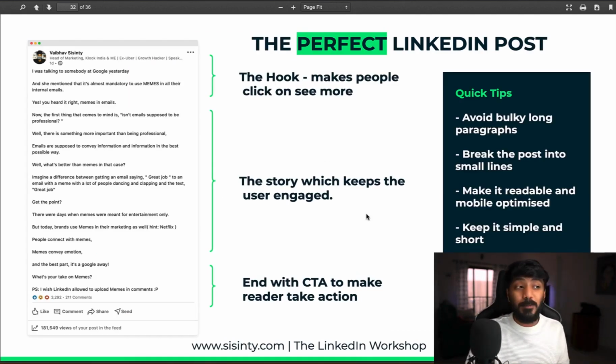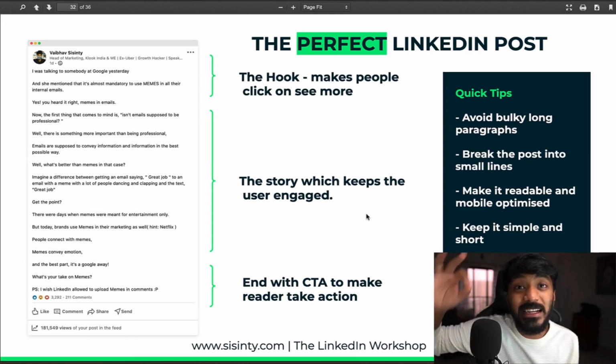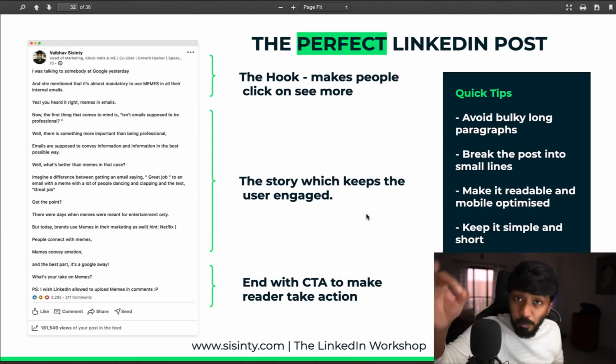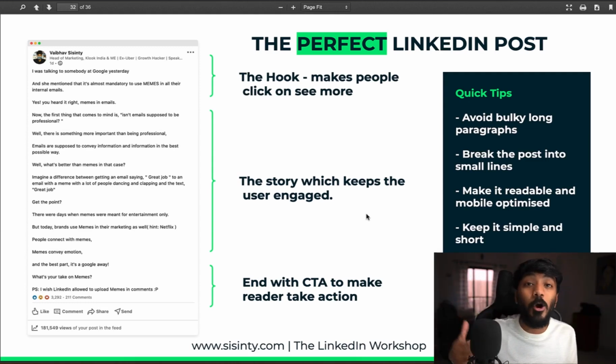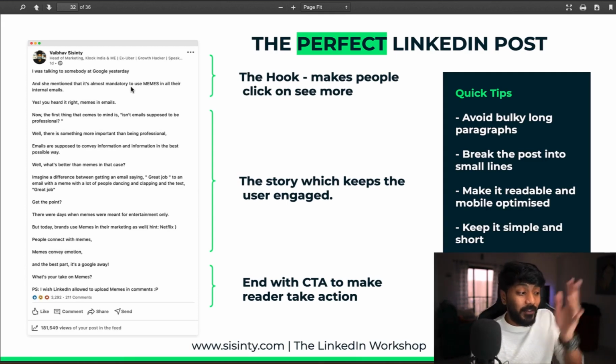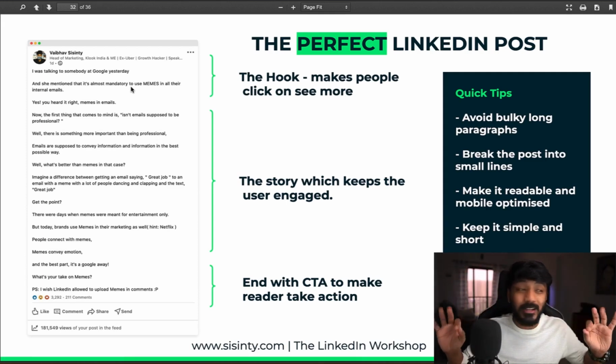Now, next part is once people click on see more, what's next? There is something called the LinkedIn Dwell algorithm. The LinkedIn Dwell algorithm rewards those posts if people spend more time reading your LinkedIn post. As a result, you need to create an engaging story for people to be hooked. So the center part of the content is for making people engage with the piece of content so that they read through it. And finally, the most important point after the hook is the call to action.